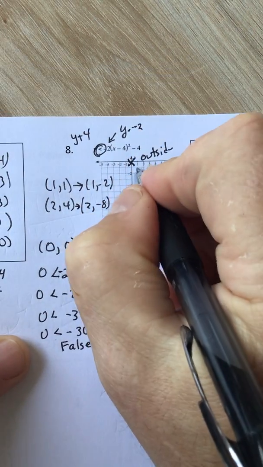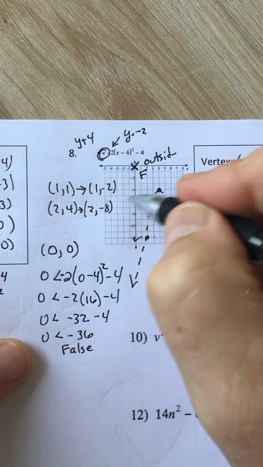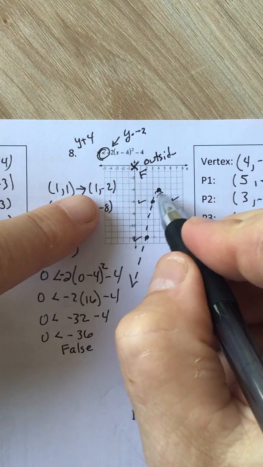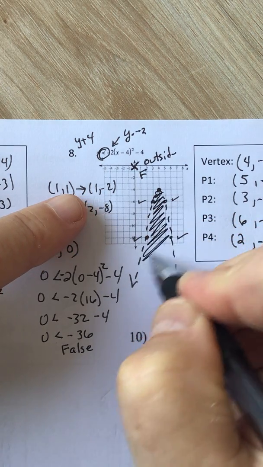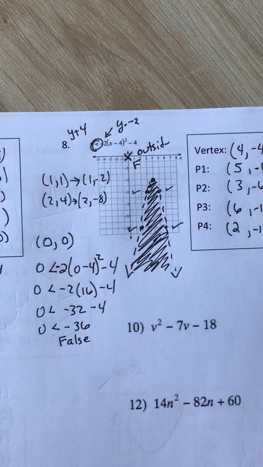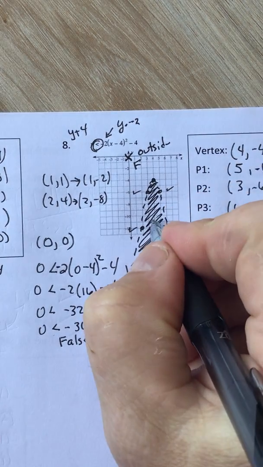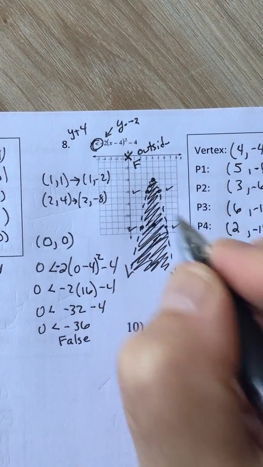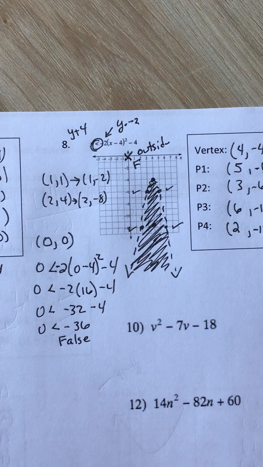So now this point out here is false. That means everybody around it is false. Well, if all of the people outside are false, that means all of the points inside are true. So both of the ones that I tried happened to be false. If I'd have tested a point inside the parabola this time, it would have been true in there, and I just shade everybody around the true.